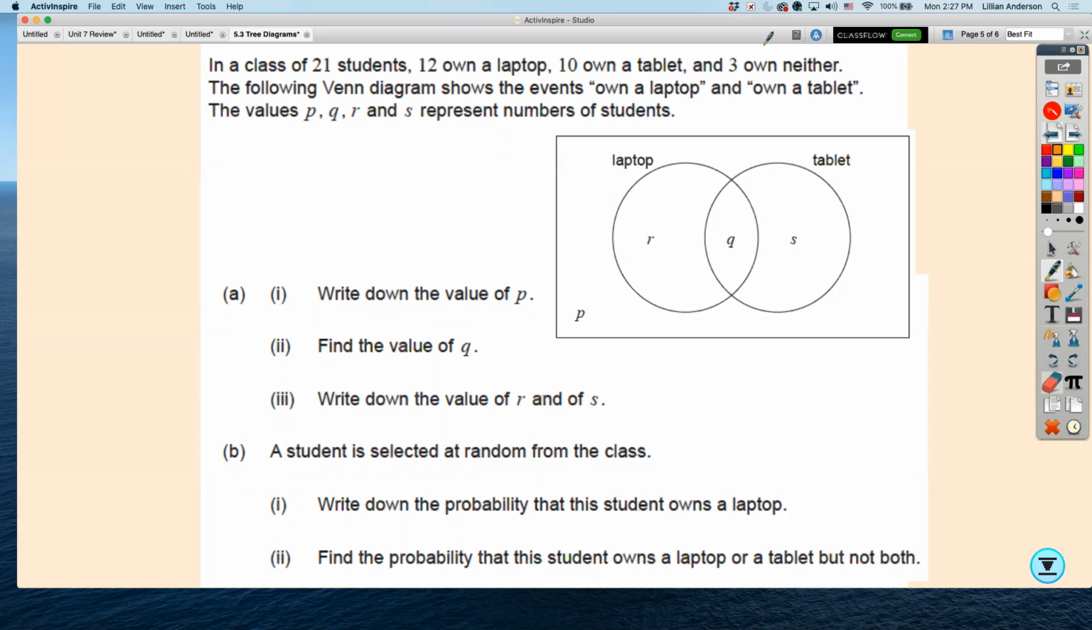This is in a class of 21 students, 12 own a laptop, 10 own a tablet, and 3 own neither. The following Venn diagram shows the events own a laptop and own a tablet, the values P, Q, R, and S represent the number of students. I do want you guys to try A and B first before we do it together. So I'll give you a few minutes to do that. And then we'll do part C as well.